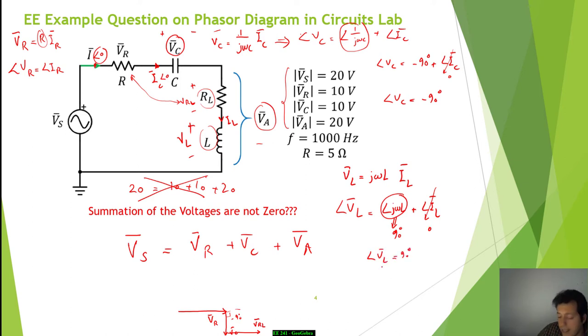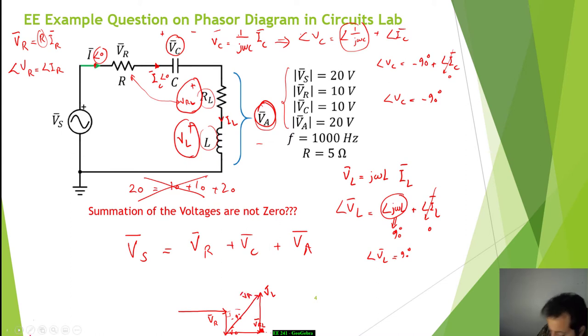How do I plot that? I should add 90 degrees to this. Therefore, my VL could be somewhere like this. So VRL plus VL makes my VA. My VA is nothing but the summation of these two. So what is my VA? My VA is actually this.